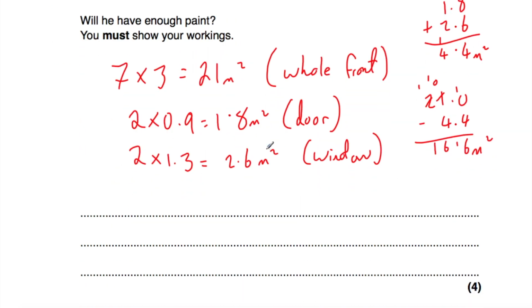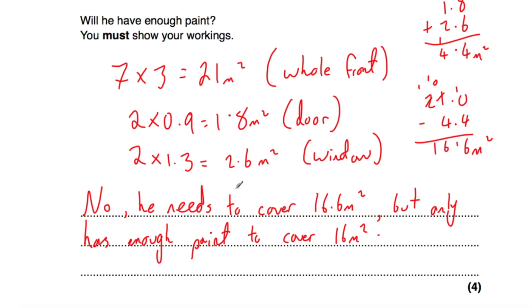Let's explain that. And that's it. I've just written no, he needs to cover 16.6 meters squared, but he only has enough paint to cover 16 square meters, so he doesn't have enough paint, and that's it.